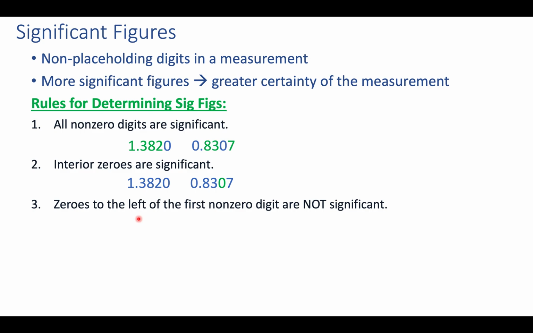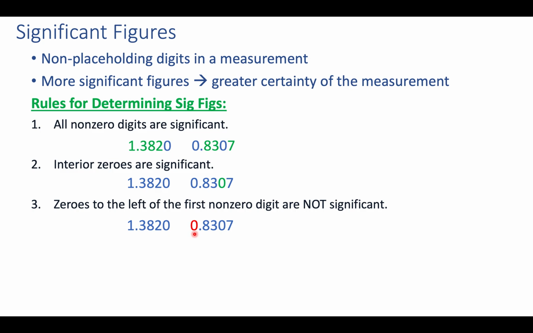Rule number 3 is that zeros to the left of the first non-zero digit are not significant. So this one's a little bit confusing because you have to wrap your mind around which zero we are looking at here. Again, in this first number, we don't have any zeros that go by rule number 3, but in the second number we do. So we want to look at the first non-zero digit. The first non-zero digit here is this 8. And then if we look to the left, we have this 0 here. Because it's to the left of the first non-zero digit, it is not a significant digit. It is not significant.